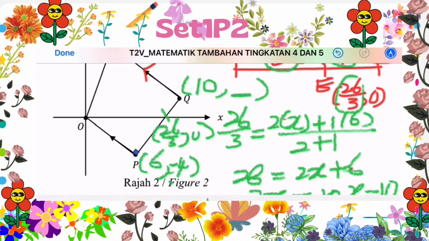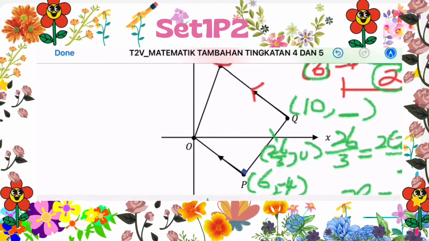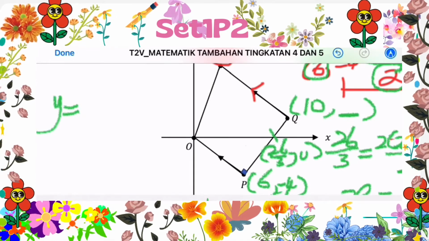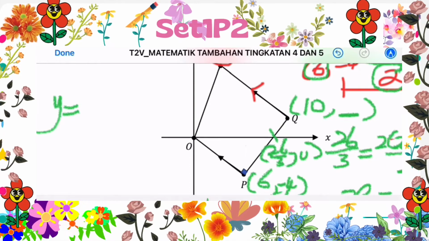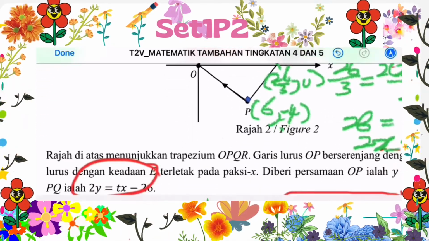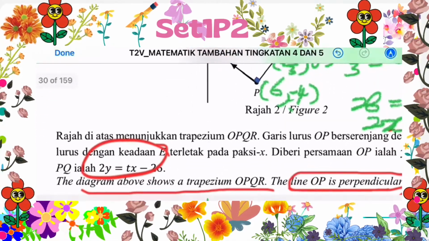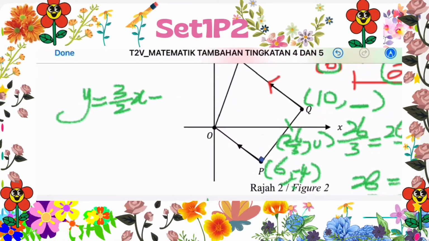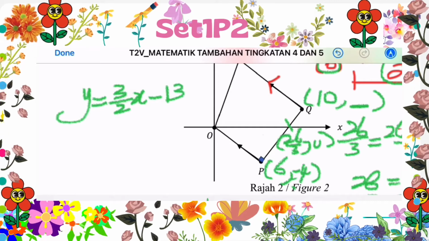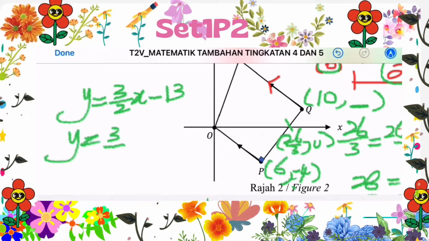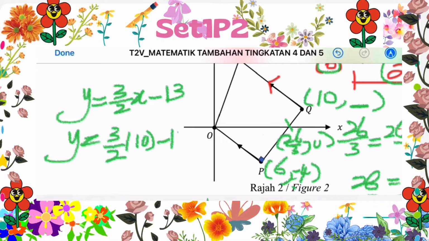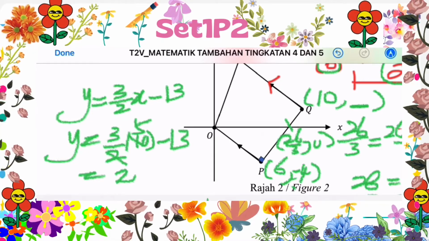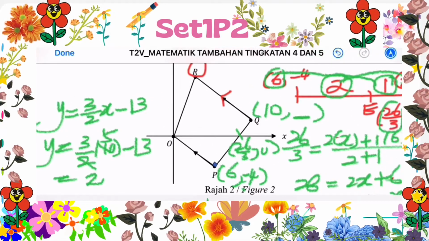Okay, after that we can use the equation y equal to, or we can use the ratio theorem. Just now we have the equation 3 over 2x minus 26 over 2, which is 3 over 2x minus 13. So I can substitute the 10 inside to find the y easily. 15, so 15 minus 13 is 2, right? So the y is 2.